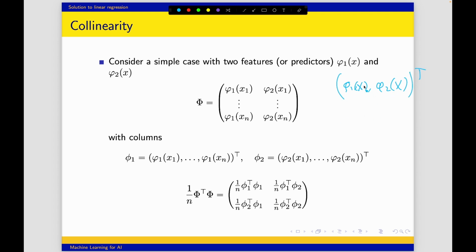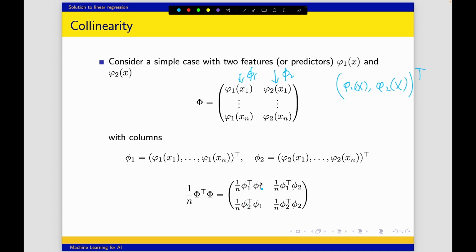Right? So evaluated at x1, with the realization x1, that's the first row of our design matrix, down to the realization xn. So our design matrix looks like this, and the columns, I'm going to call this column here phi1, and I'm going to call this column here phi2. Right? And so we can write 1 over n, this symmetric positive definite matrix, like this.